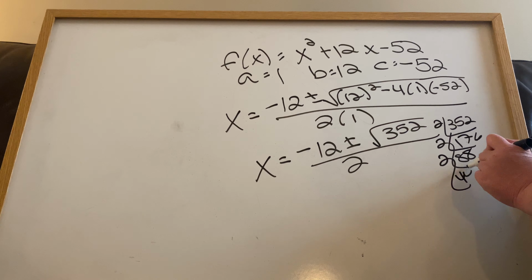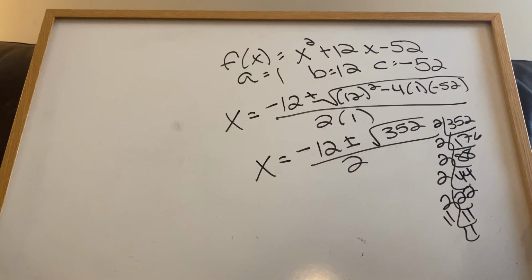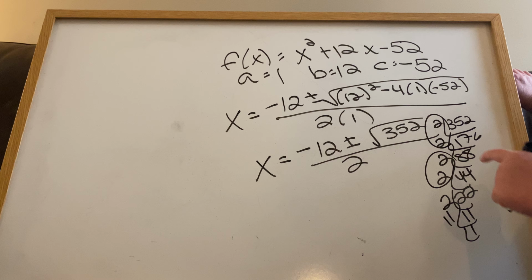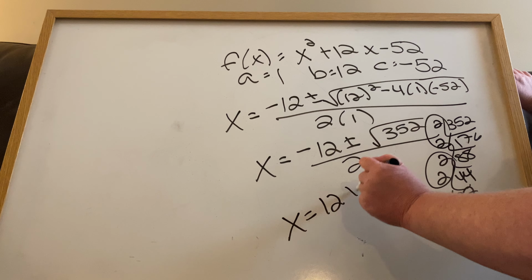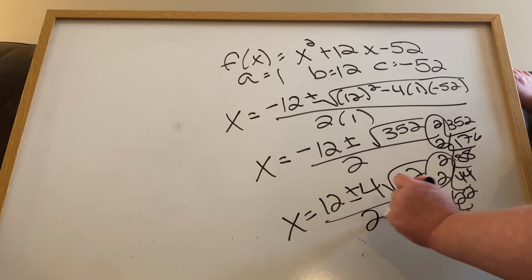And you get 44, which divides by 2. You get 22, divides by 2. You get 11. All right, so then you can pull 1 set of 2, 2 sets of 2. So you'll pull a 4, and you have a 22 left over. So then you're looking at negative 12 plus or minus 4 square root 22 over 2.